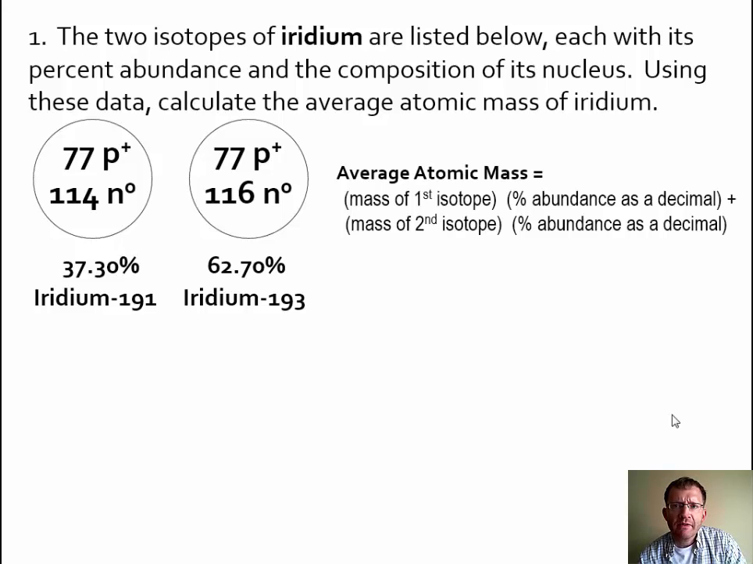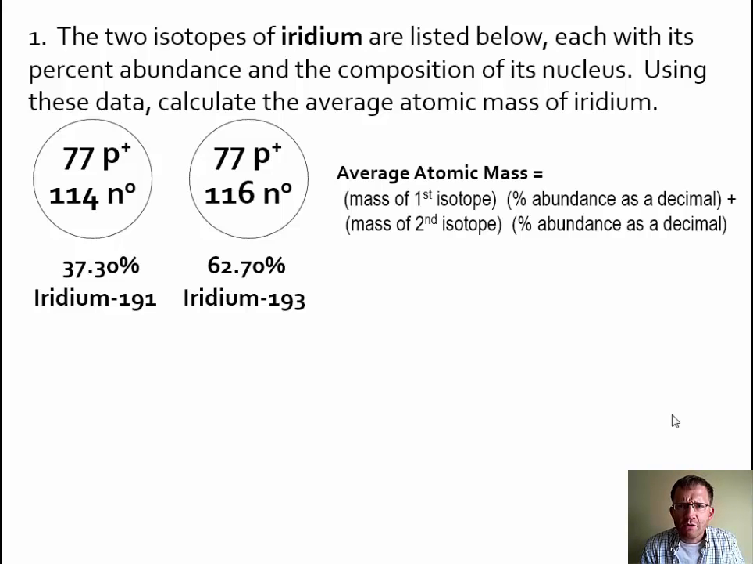And then the other type of average atomic mass problem will be coming up in the next video. It's a little bit different approach to the same equation, solving for something different. It takes a little more math to work through, but we'll start with these first, then we'll go through those next. So our first type of problem here takes a question like number 1 and tells you that the two types, isotopes rather, of iridium are listed below, each with its percent abundance and the composition of its nucleus.